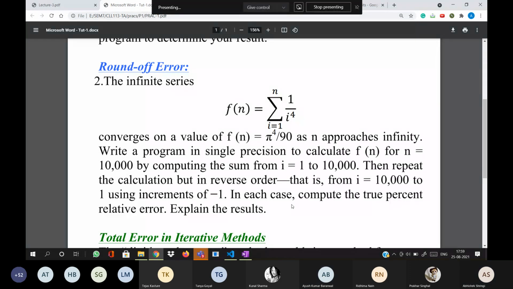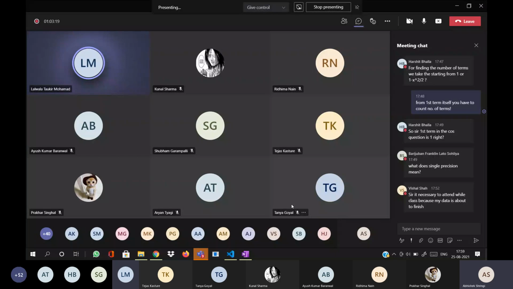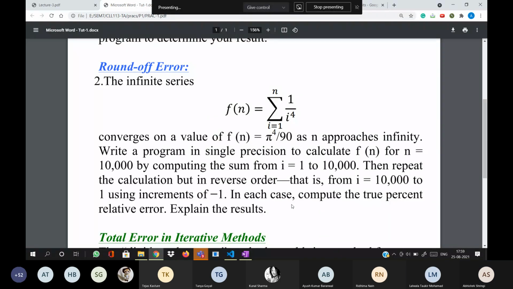Okay, sir. Someone was asking me a doubt. Sir, f of n is equal to pi raised to 4 by 90 as n approaches infinity, so should we take that as the true value? Yes, yes, you have to take it as the true value. Okay, sir.